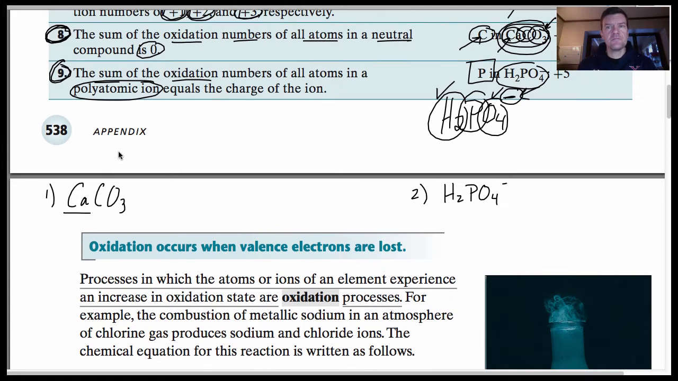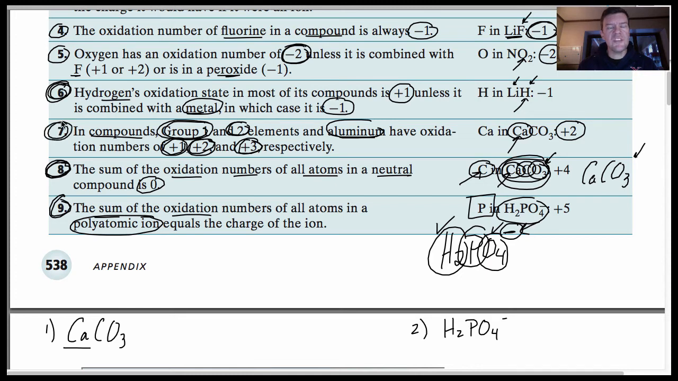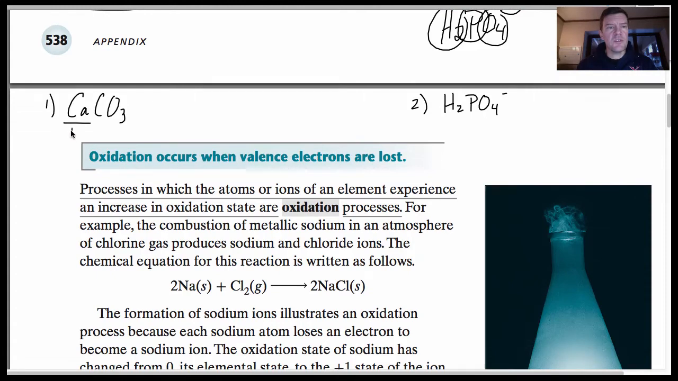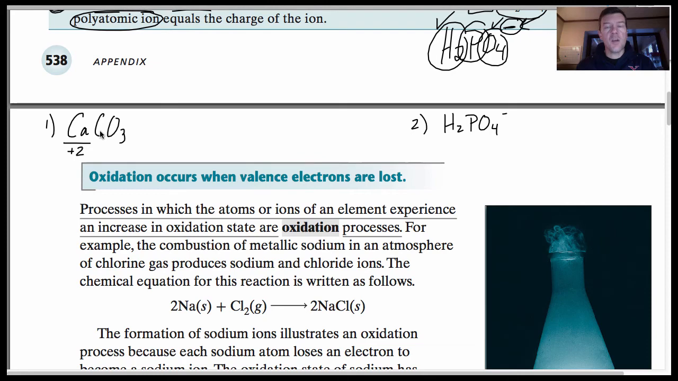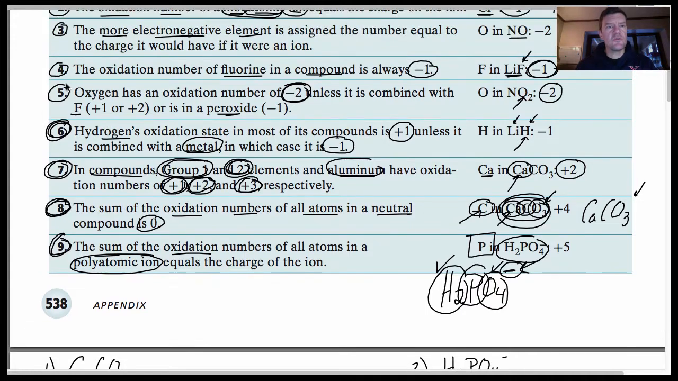Calcium, according to Rule 7 right here, calcium is in group 2. So it has to have an oxidation number of +2. So right below calcium, I'm going to put a +2. All right? Carbon, I'm not sure. I'm going to hold off on carbon. But I do know that oxygen, according to Rule 5, has an oxidation number of -2.